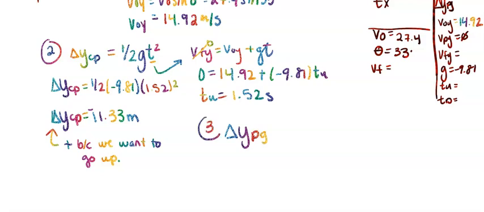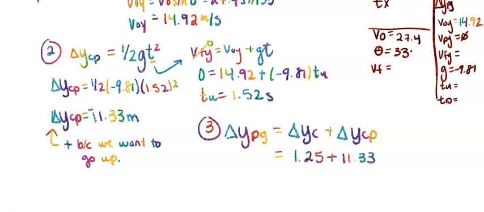So then our delta y peak to ground, which would be our third step, is just the sum of our starting height, which is delta y cliff, plus our delta y cliff to peak. So that's going to be our initial value of 1.25 added to the positive version of 11.33, and that'll be our peak to ground. So that calculation is going to get us our highest point above the ground, which would be the maximum height. So putting those together, you get 12.58 meters.